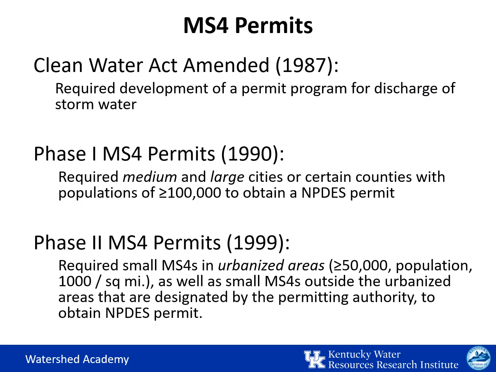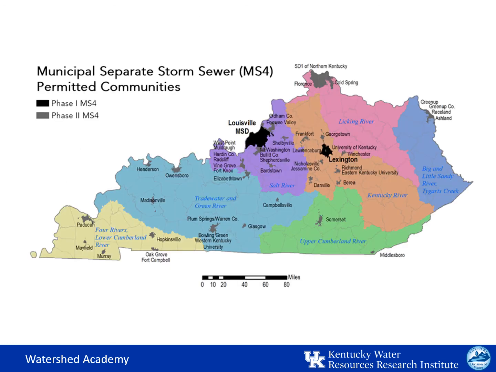The history of stormwater permits is relatively short. The Clean Water Act was amended in 1987 to require the development of a stormwater permitting program. Phase 1 permits for communities with populations greater than 100,000 were required as of 1990. Smaller Phase 2 communities were required to have permits as of 1999. This map shows the location of Kentucky's Phase 1, that's Lexington and Louisville, and Phase 2 stormwater communities.